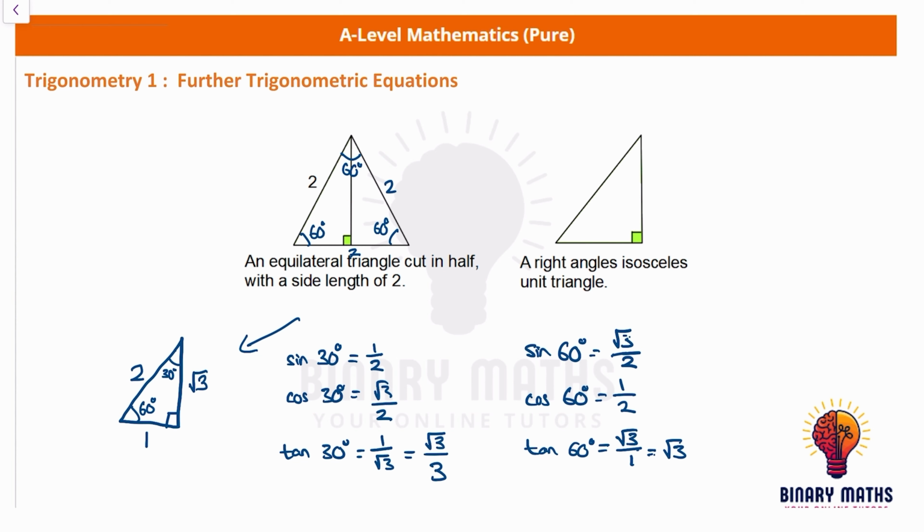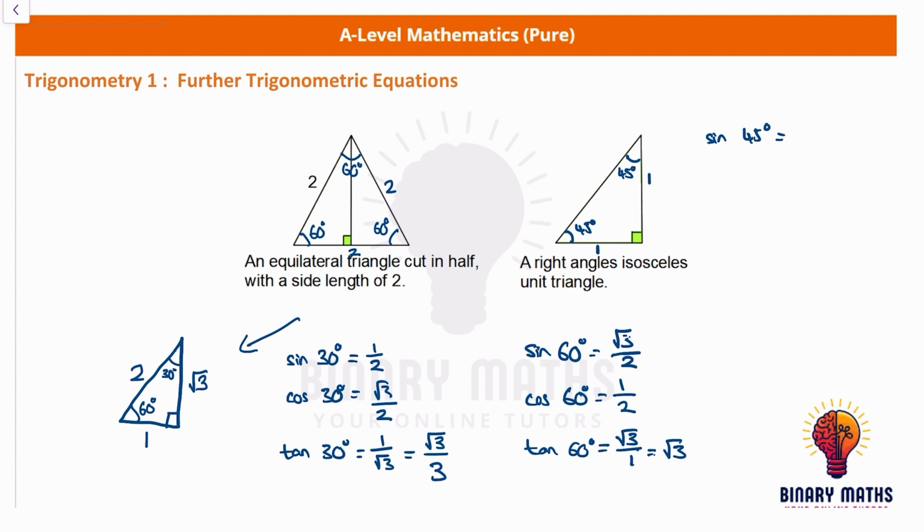Okay, so you get the trig values of 30 and 60 using this equilateral triangle and halving it. If I want to work out 45 degrees, I look at a unit triangle, a right angle unit triangle. So unit triangle means the side lengths based on the height is 1, and this angle is 45 degrees, which also means this angle is also 45 degrees. Okay, now using this triangle, we can work out sine of 45 degrees. Okay, sine of 45 is opposite over hypotenuse.